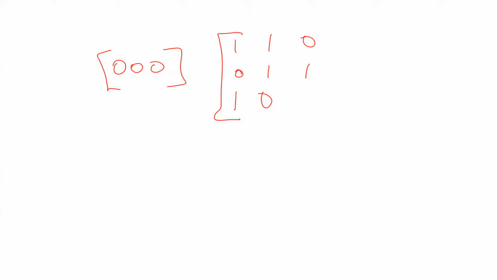All right, so let's take an example of 0, 0, 0. I don't know if you still remember, our generator matrix was 1, 0, 1, 1, 1, 0, 0, 1, 1. And then this was our parity. This is our parity. Okay.